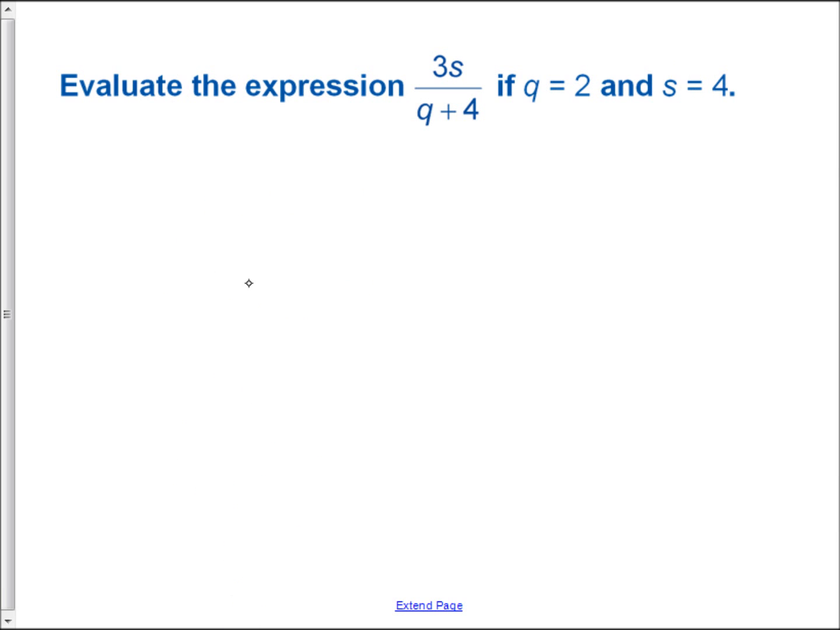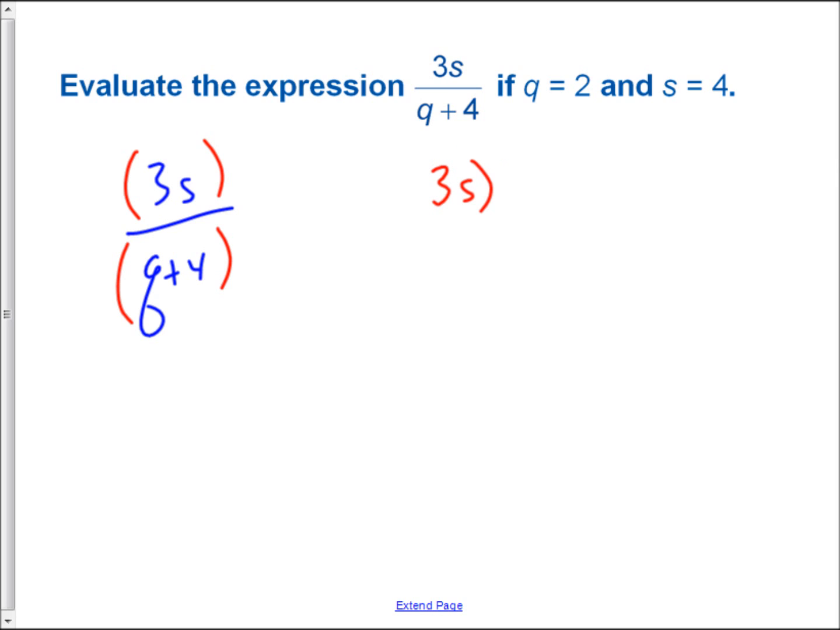All right, evaluate the expression 3s divided by q plus 4. Okay, there is an interesting part here. Whenever we have division written like this, there are imaginary parentheses around the top and the bottom. The reason they're imaginary is because when you write division like this with the division bar, you don't have to include the parentheses. However, if I was going to write this left to right, I would write 3s divided by q plus 4.